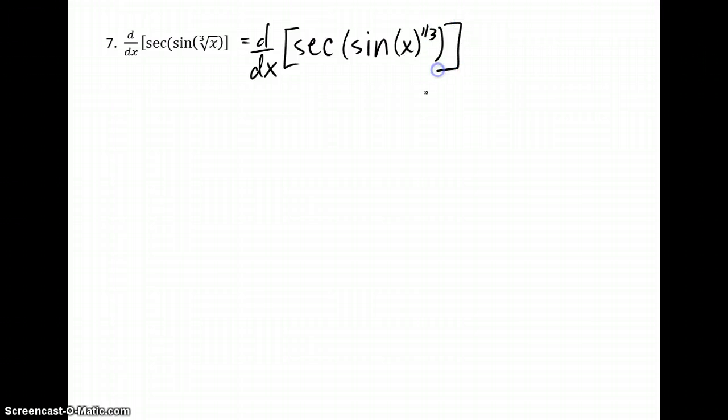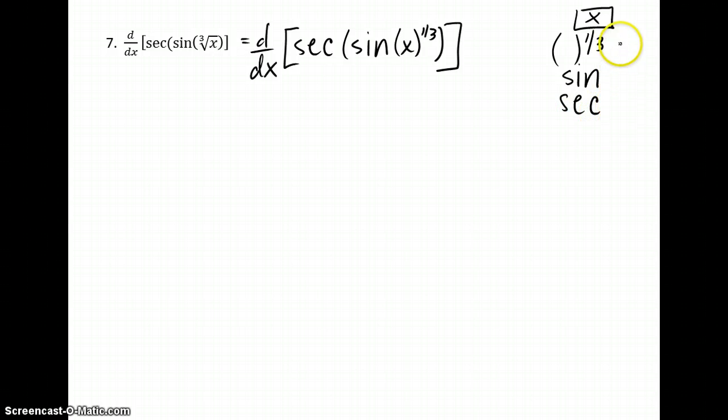Lastly, number 7. This function does not need product or quotient because there's only one x. The only thing I'm going to do first is rewrite the original with an exponent so that we can see the power rule needs to be used. So looking at x, first thing happening to x is you're raising it to the 1/3 power. Then you're taking the sine of that function and then the secant of the whole thing.